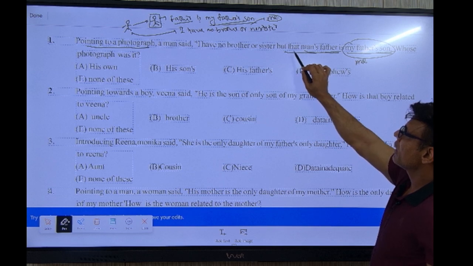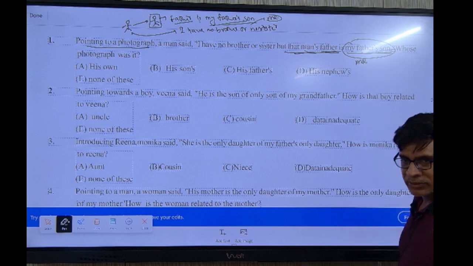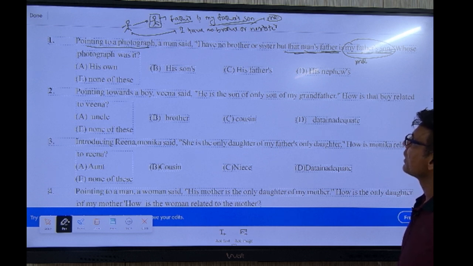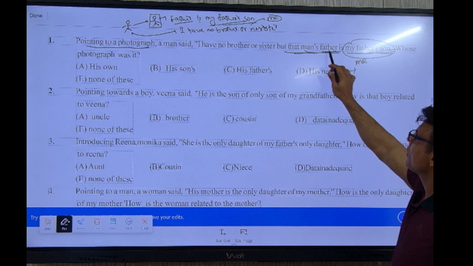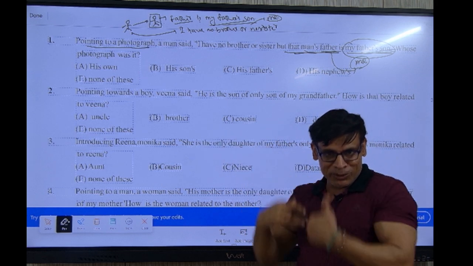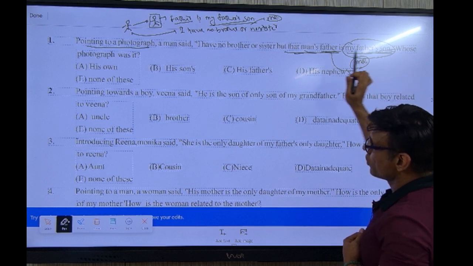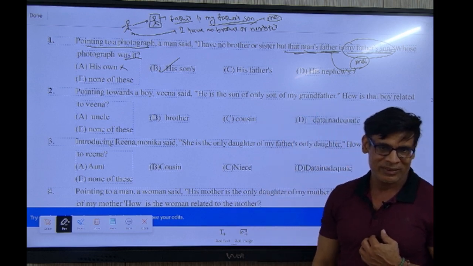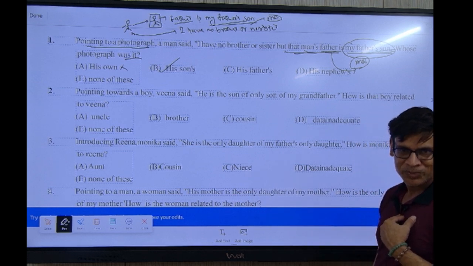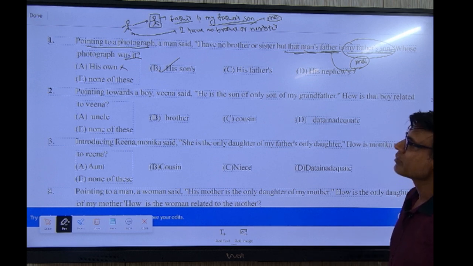Now that person is saying that the man in the photograph, that man's father is my father's son. That man's father is me only. So who do you think that person will be making a statement about? Yeah, own son. Very good. So I am the one making the statement, so I am the father. So this person is my son. Now the question is, whose photograph was it? His son's, yes. If I'm saying that person's father is me only, that means he is my son only, because I don't have any brother or sister. So always solve from behind.